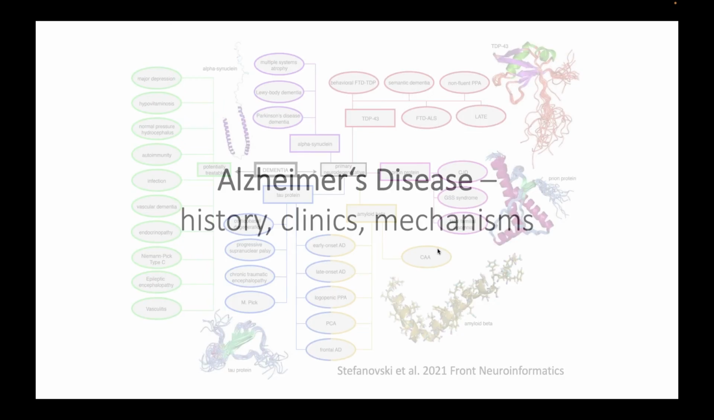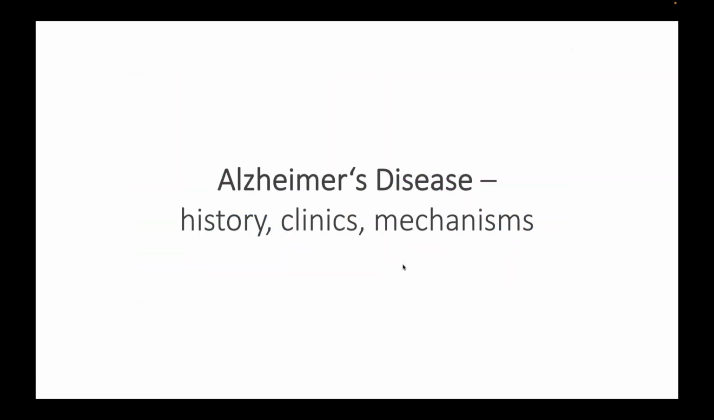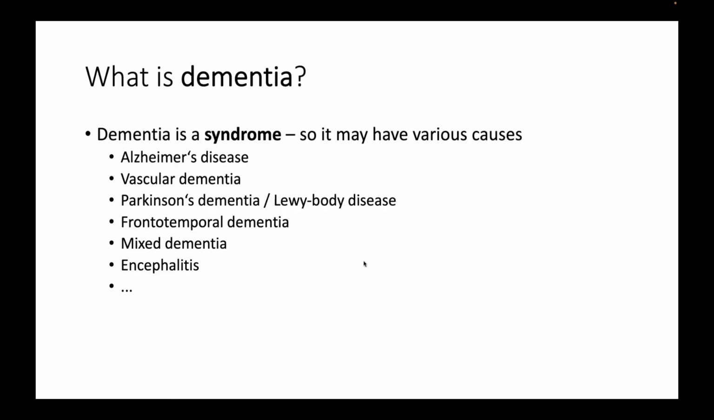I think for the start, we can begin with Alzheimer's disease because it's the most common form of dementia and also one of the biggest health problems in the world. So I will shortly give you an overview about the history of Alzheimer's, its clinics, and the underlying mechanisms. So dementia in general, I think this is an important thing, is not itself a disease, but it's a syndrome.